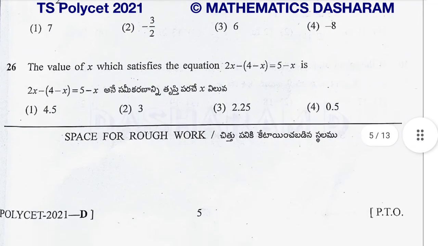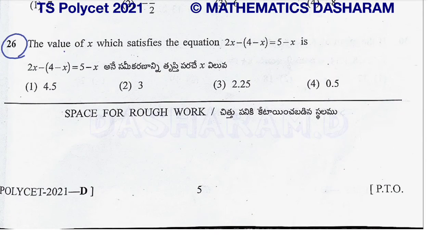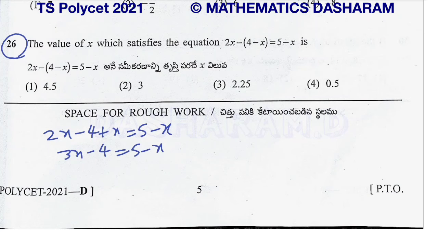Next, question number 26. The value of x which satisfies the equation 2x bracket of 4 minus x equals 5 minus x. So here 2x, remove the bracket, minus 4 plus x equals 5 minus x. 2x plus x, total 3x minus 4 equals 5 minus x. Write variables on one side, constants on the other side. So 3x plus x transposed to the left side, 5 minus 4 transposed to the other side plus 4. So it is equal to 4x equals 9. So then x equals 9 by 4.